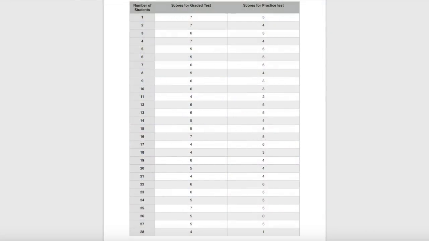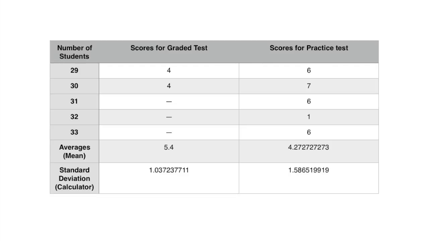This is a table of the results of our 2 classes that were sampled. The students that had the graded test from first hour and second hour were combined, and the students that had the practice test from the first hour and second hour were combined. At the bottom of the table, it shows the averages and the standard deviations from the 2 samples.